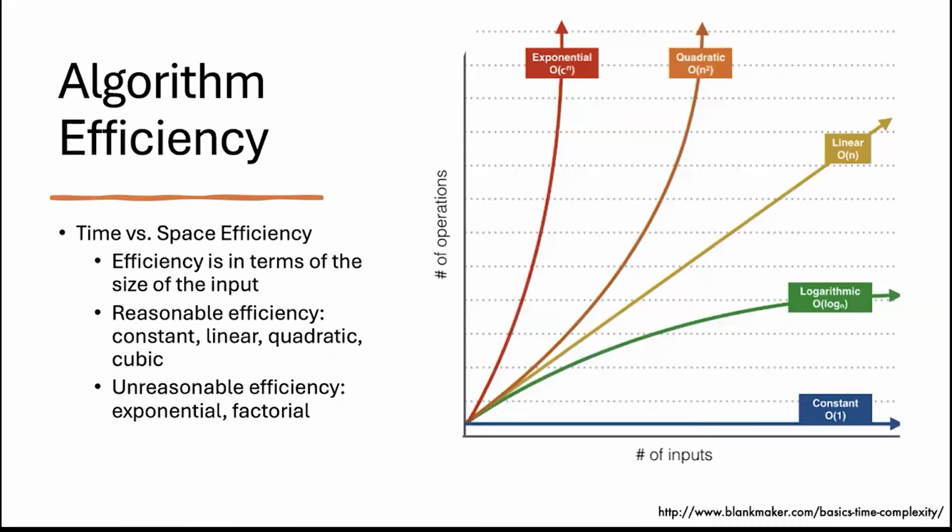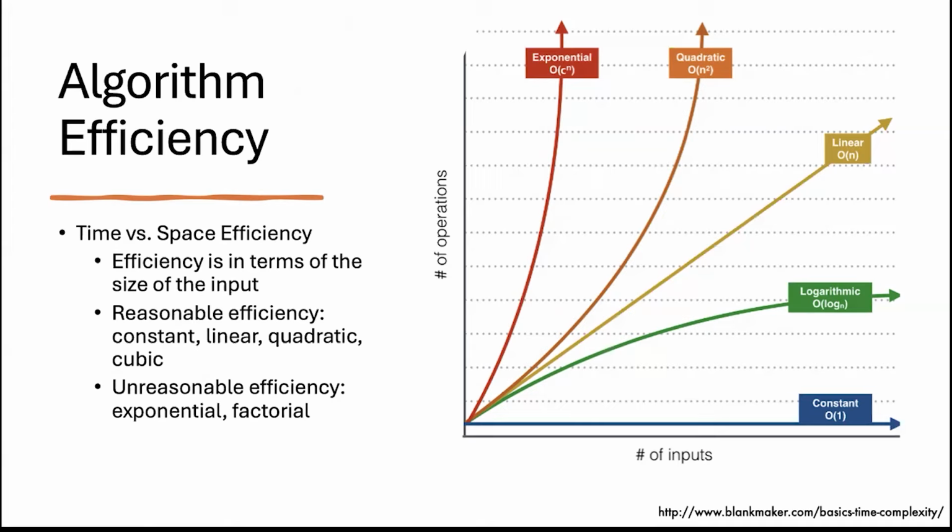So when we have lots of algorithms, how do we characterize them and say which algorithm is better? We can compare algorithms in terms of their efficiency. And in computer science, efficiency will be interpreted in terms of the time efficiency and space efficiency. So efficiency is defined in terms of the size of the input.